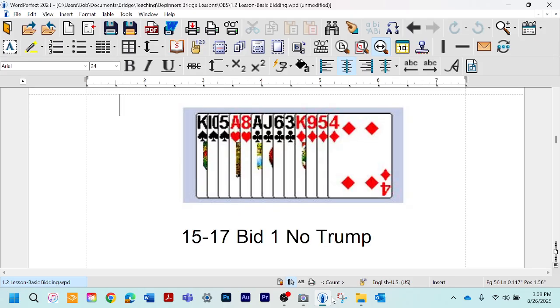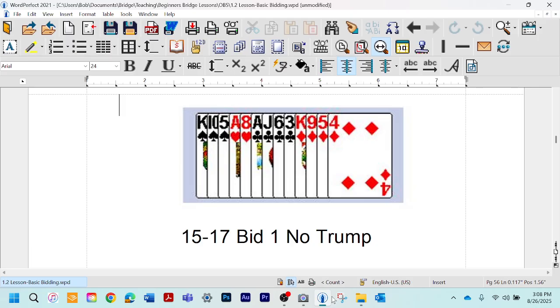Here's the first rule you have to learn about no trump. First of all, we know you've got more than 12 points. In fact, the rule is you have to have 15 to 17. If you have less than 15, you don't open one no trump. If you have more than 17, you don't open one no trump. If you have 15, 16, or 17 and you're balanced, you do open one no trump.